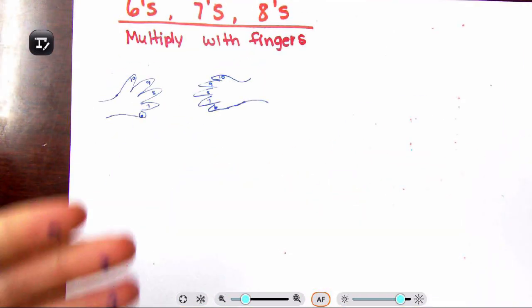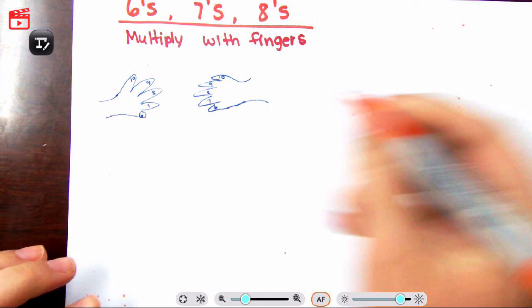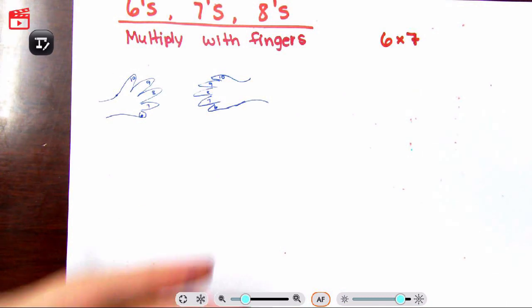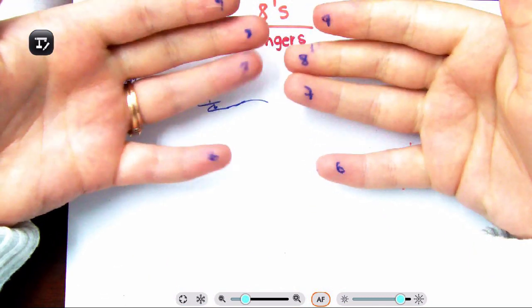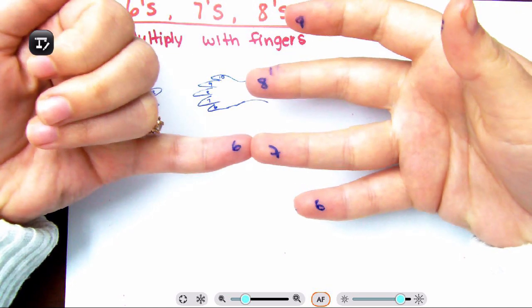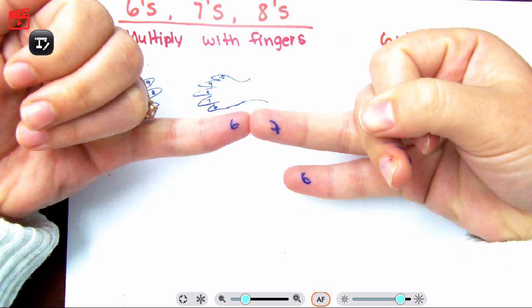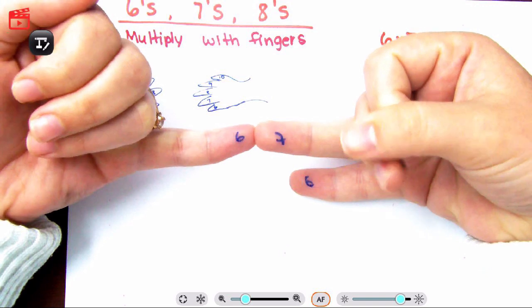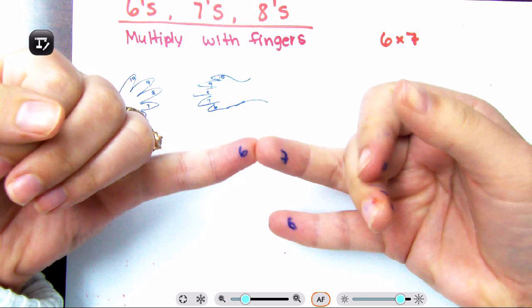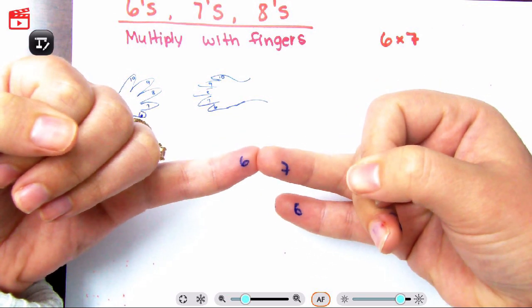All right, so how does this work? Let's say I want to do 6 times 7. So it has a 6, it has a 7. I'm going to take my 6th finger on one hand and I'm going to put it next to my 7th finger. So I have 1, 2, 3 fingers. Do you see how I have 3 fingers? I'm going to get rid of anything on top. So 6 and 7 are here. I have 6 on the bottom, 7 and 6. So I have 3 fingers total.